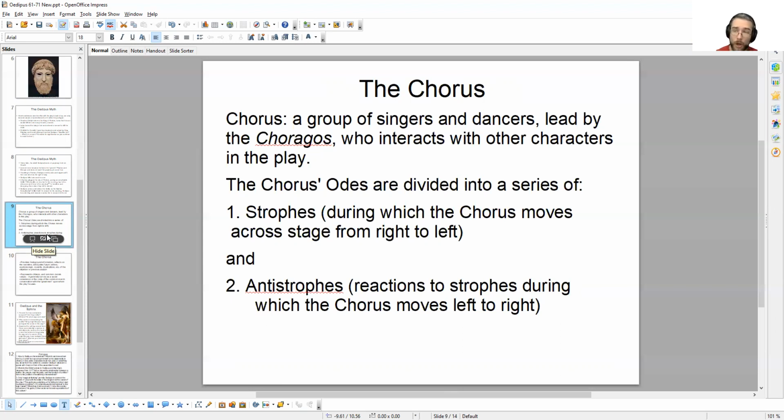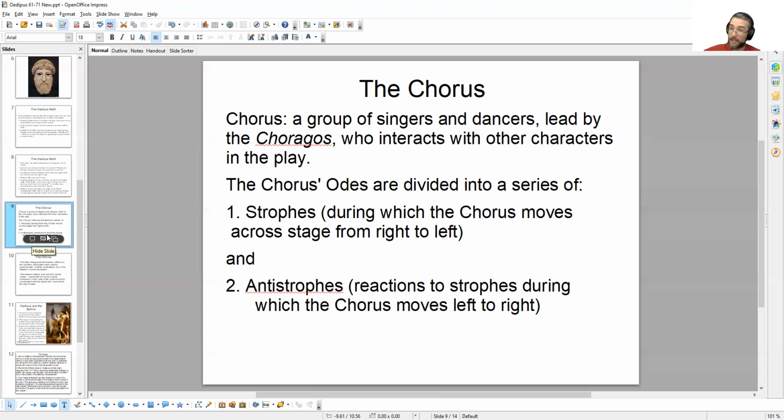These chorus songs, or choral odes, are divided up into a series of strophes and antistrophes. They literally reflect a kind of back and forth movement, wherein during the strophe, the chorus moves along the stage from right to left. In the antistrophe, the chorus then moves back to its original position. It's meant to be a physical representation of the nature of these two aspects of the choral odes, in that both of them reflect different perspectives on an issue.